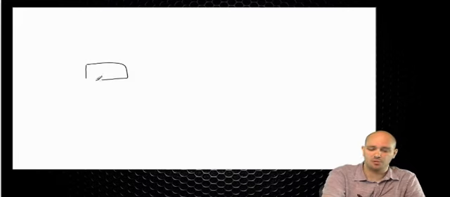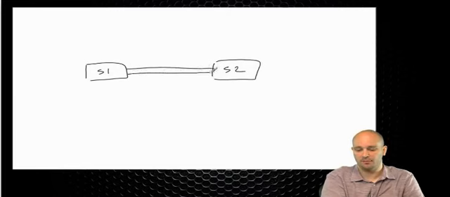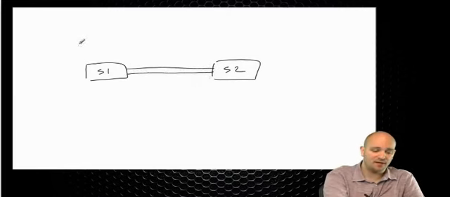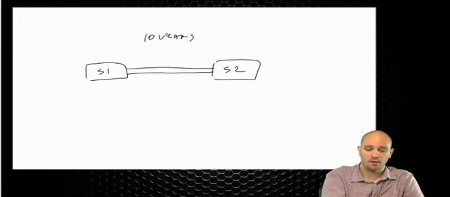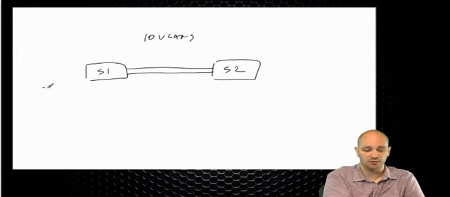Now, let's say that we have two switches. So this is switch 1 and this is switch 2. And we have two links between them. Now, as we know, one of these links must be blocking. And let's say that we have 10 VLANs here in our network. How many possible logical topologies do we have based on this one physical topology?